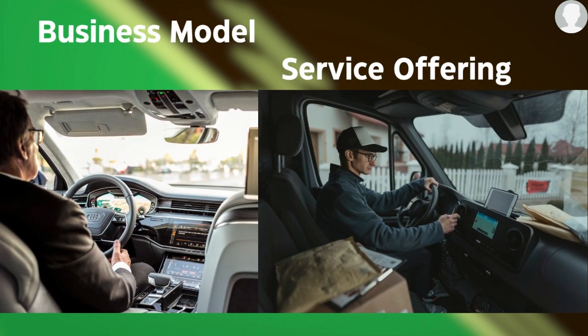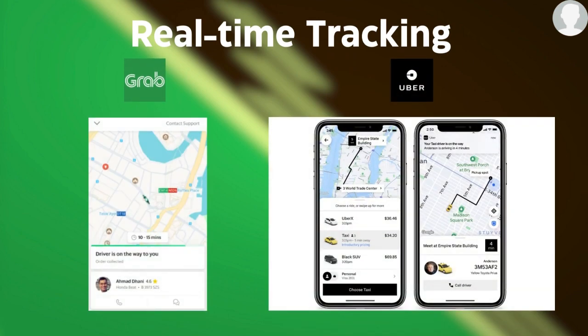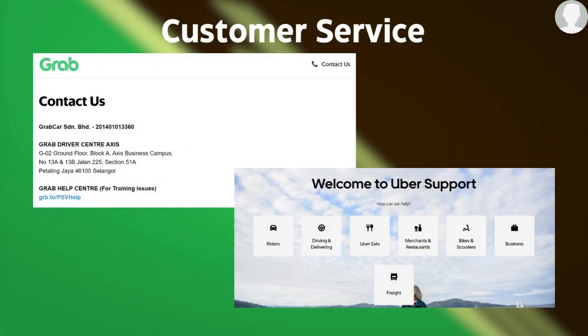Both Grab and Uber operate on a similar business model, which involves connecting riders with drivers through a mobile app and taking a commission from the fare paid by the rider. Both companies offer a range of transportation options, including cars, taxis, motorbikes, and carpooling services. Both apps offer real-time tracking of rides, allowing riders to monitor the progress of their trip and estimate the time of their arrival. There are also safety precautions for passengers. Next, both companies offer 24/7 customer service through various channels, including phone, email, and in-app chats.